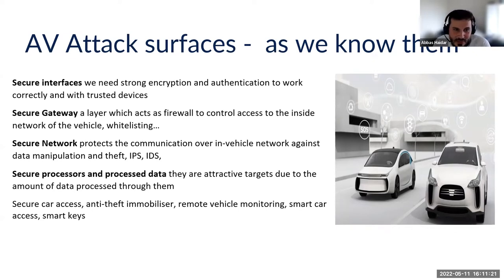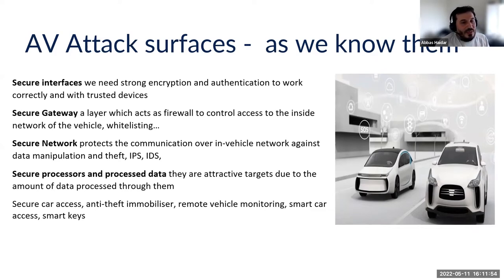So we need to have secure networks to protect the in-vehicle communication against data manipulation, like IPS and IDS. And you know, when we say IPS, IDS, some of these cars are connected to the internet these days. Secure processors and processed data. The processors and processed data are really attractive targets due to the amount of data processed through them. And the secure processor here, it's a long story. If you want to get into security on secure processors, we can go for hours.